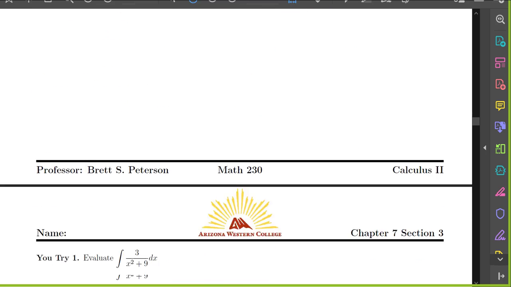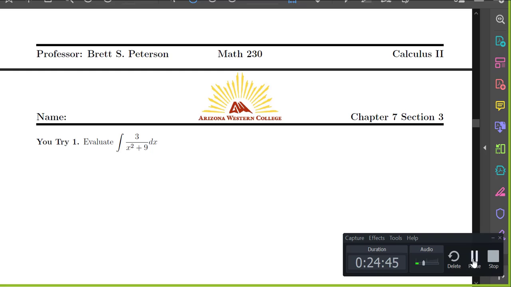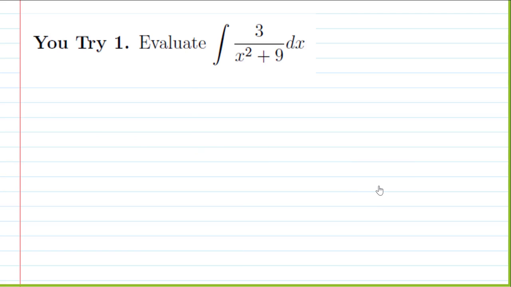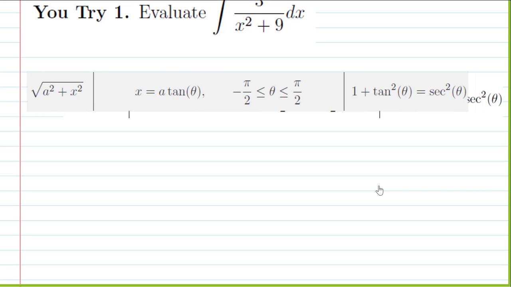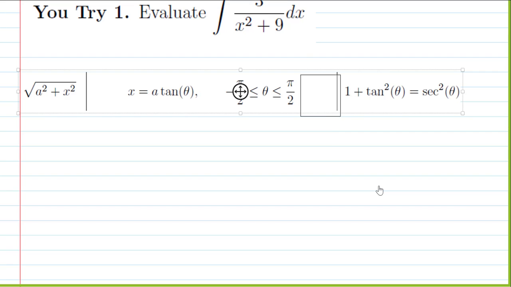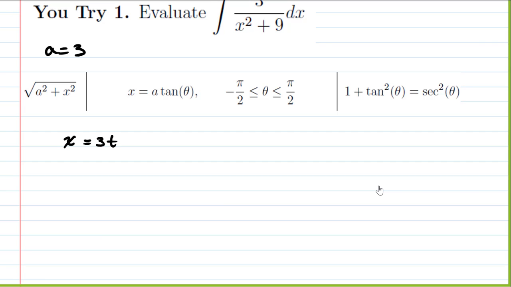All right. So in order to do this integral, we need to determine our substitution. So what we have looks like the radicand of this guy right here. So our a value is going to be 3, and we're going to have this. So it suggests that our substitution is x equals 3 tangent theta. So then dx is equal to 3 secant squared theta d theta.